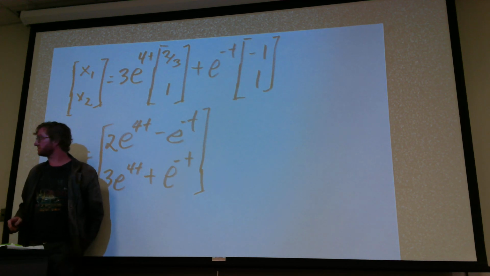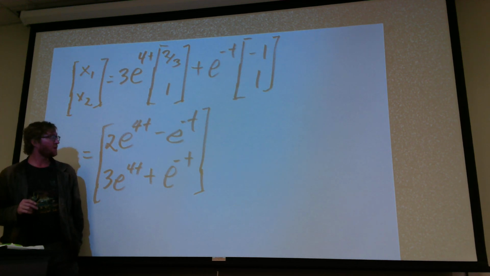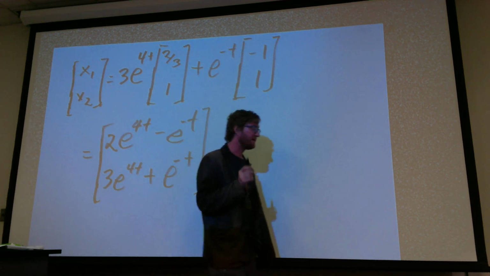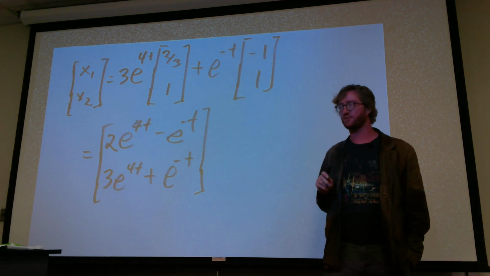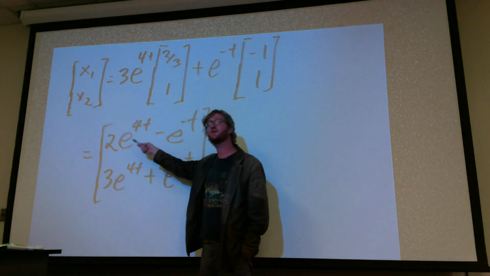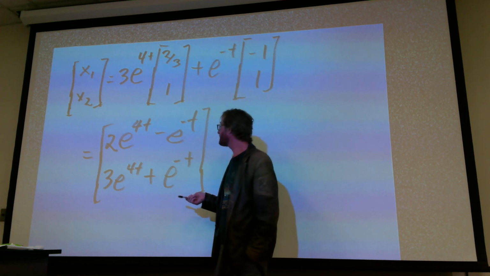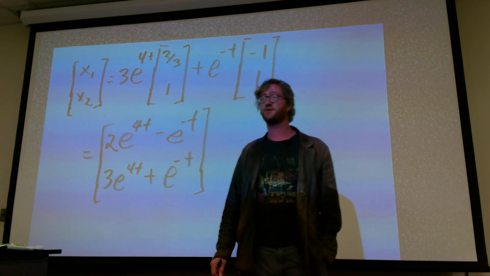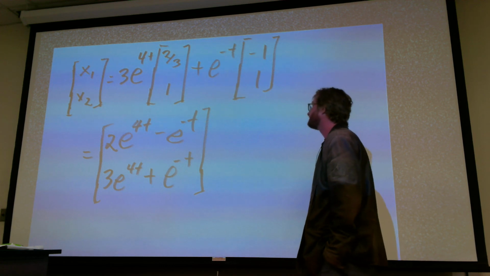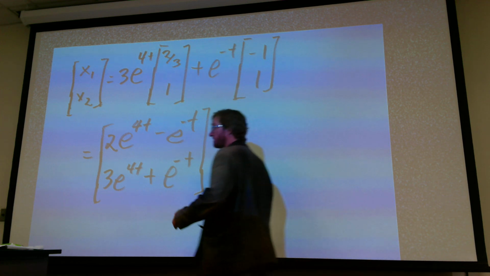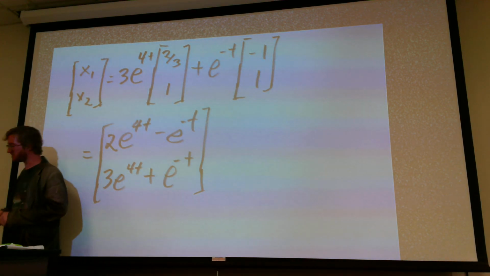Is it the correct solution? Well, let's ask ourselves, first question, does it satisfy the initial conditions of the problem? If I plug 0 into this guy right here, I get 2 minus 1, it is 1. If I plug 0 into that right there, I get 3 plus 1, which is indeed 4. Okay, so the initial conditions are satisfied. All right, now let's check if it passes the derivative test.